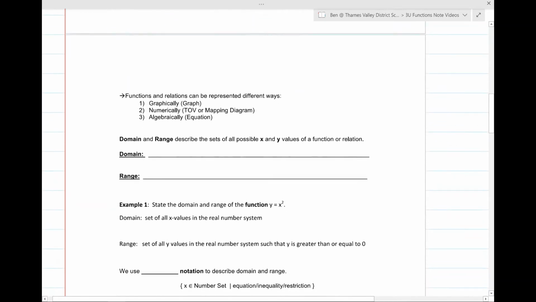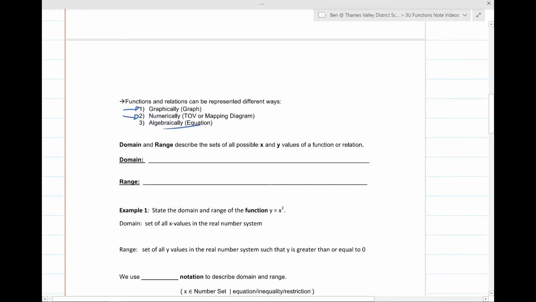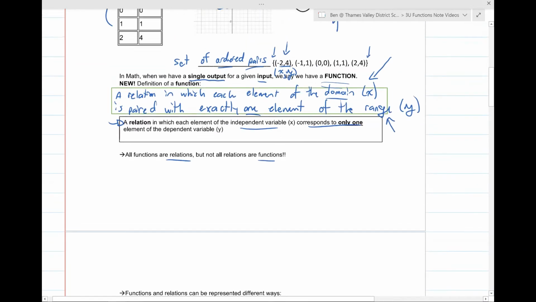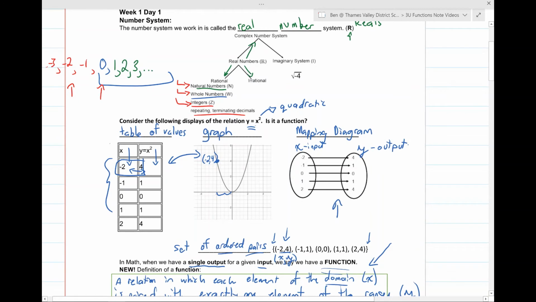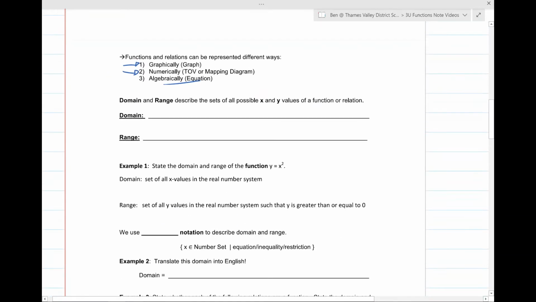Now we can represent a function or a relation graphically, and you saw that up above. Numerically with a table of values or a mapping diagram, which again you saw up above, or algebraically with an equation. And this up here was shown with an equation initially when we were given y equals x squared. If we see an equal sign there, then we know we're working with an equation. The domain and range are terms that we'll use to describe the sets of all possible x and y values of a function or relation.